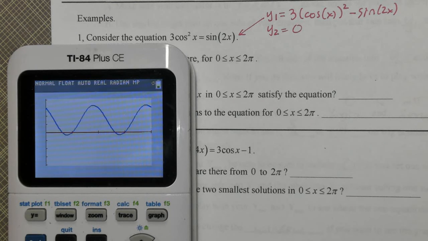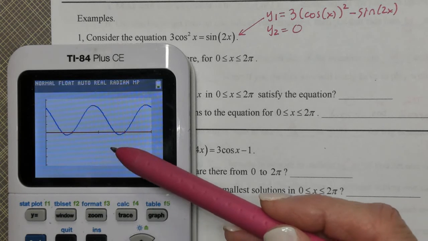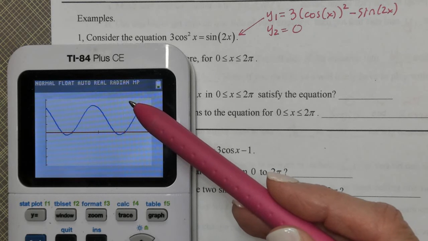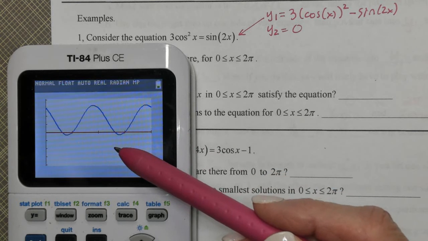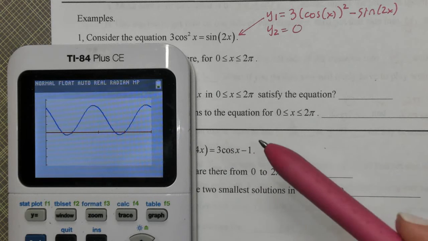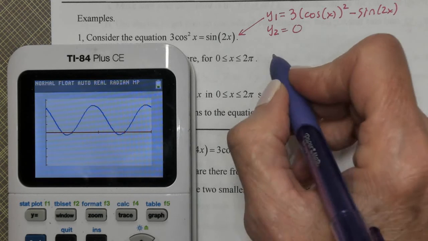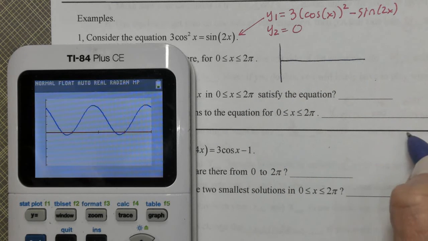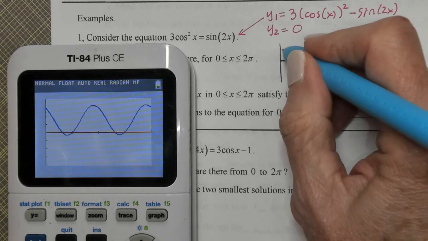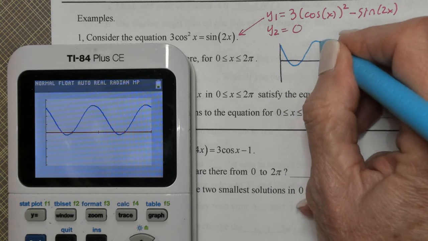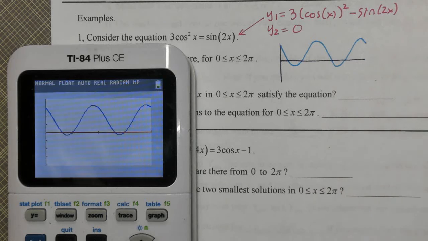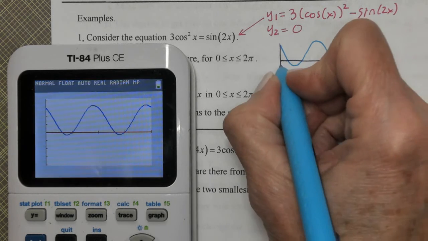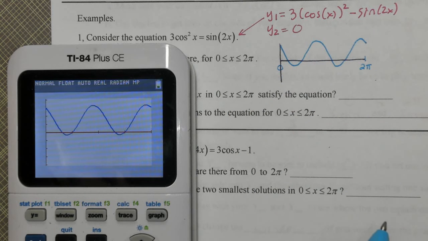And I see from my graph that I did not need to go all the way to negative 4.1 in my y's. I could have just gone from maybe 4 to negative 1, and I would have seen everything very clearly. So when we sketch the graph, I'm just going to give what it shows there. It looks something like that. And I'm going to say that this is 0 to 2 pi. Okay?